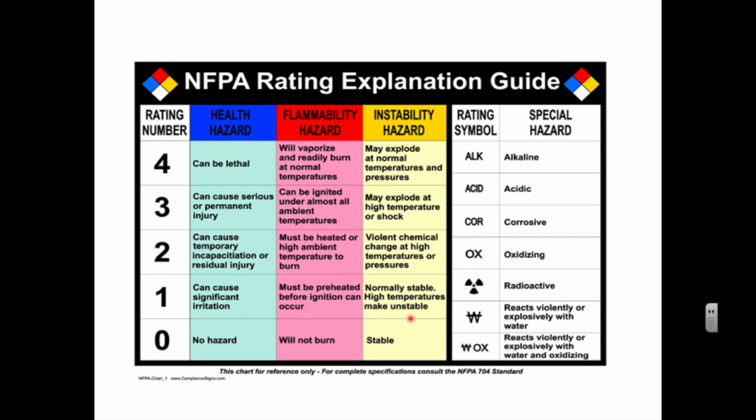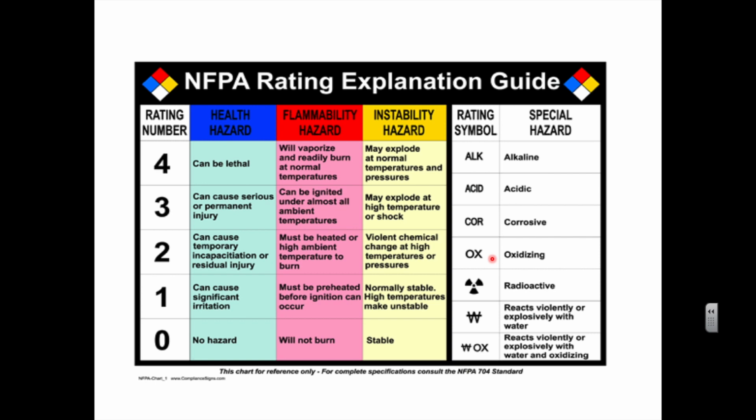So make sure you take these with a grain of salt. But understand that there are some extra ones. Sometimes they have to add a little extra rating symbol in here for alkaline, which means that it's a base, acid, which means that it's the opposite end of the pH scale. There's a corrosive, which means it eats through your skin or it eats through objects or metals.